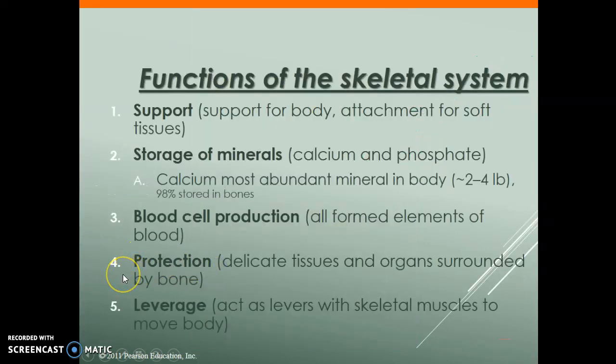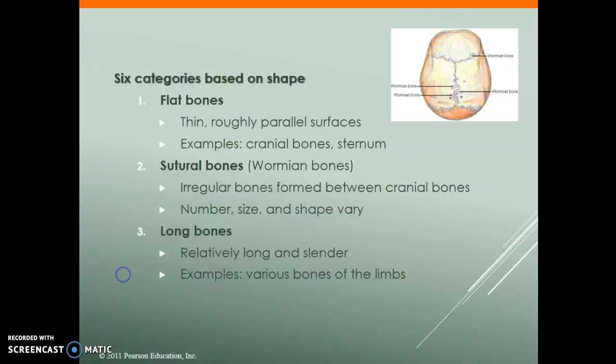There are multiple functions of the skeletal system. Support, obviously, but mineral storage. Our nerves and muscles require calcium, and if there is not enough in the diet, they will steal it from the bones. Our blood cells are produced in the red bone marrow. Bones protect, such as the cranium protects the brain, the ribs protect the lungs and heart. Bones act as levers with skeletal muscles in order for us to move.